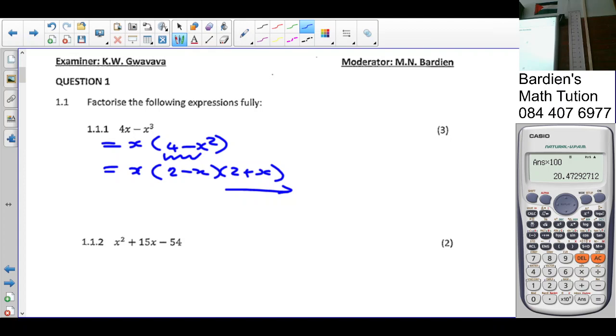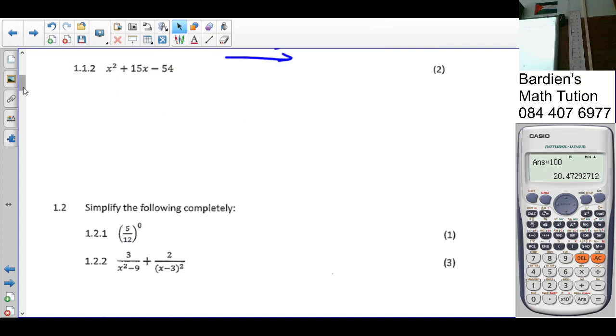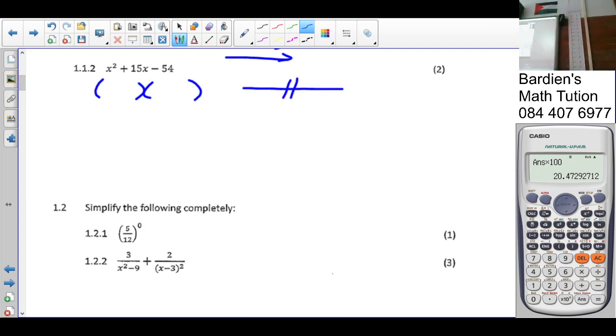Okay, you all agree with that? Let's look at the next one. This is now a trinomial, not so? Right, for the trinomial, the product line, I know there's more than one way of doing this. There's quite a few ways of doing it. Whichever you prefer doing, it's acceptable.